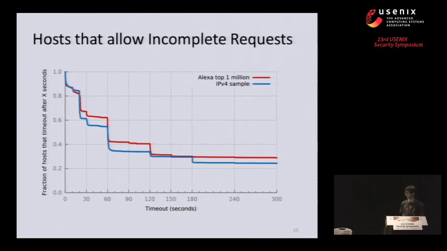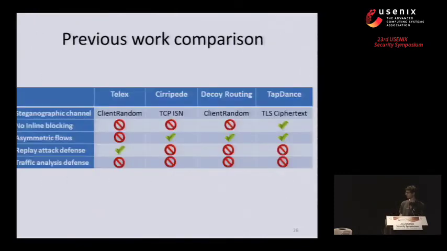And we can see that over 50% of the hosts would let us use that connection in this incomplete state for about 60 seconds. So we have 60 seconds to use this as a proxy, tear it down, and the censor will be none the wiser. So that's a sufficiently long time to do that.